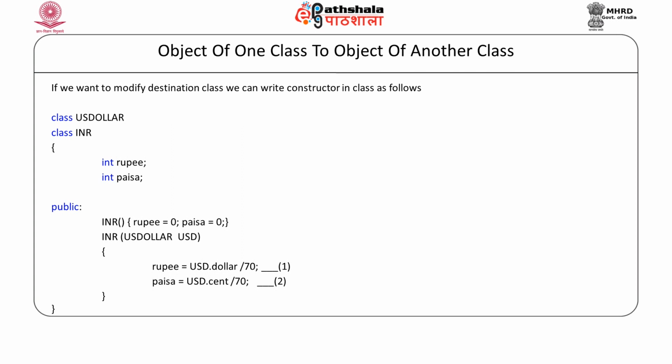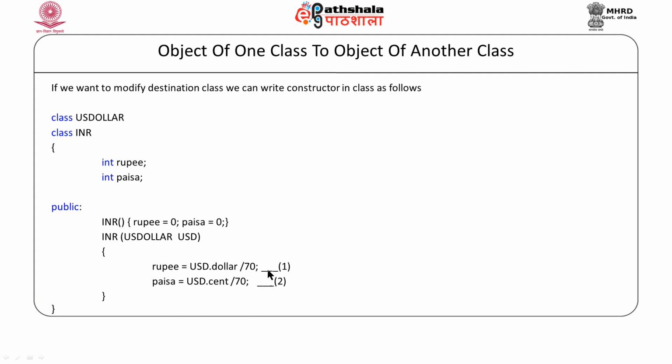When we wanted to convert integer to object, what did we do? We wrote a constructor which took one integer value as an argument. Here we wish to convert an object of US dollar class. So, what do we need to do? We need to define a constructor which takes an object of US dollar class, and then we will try to convert this.